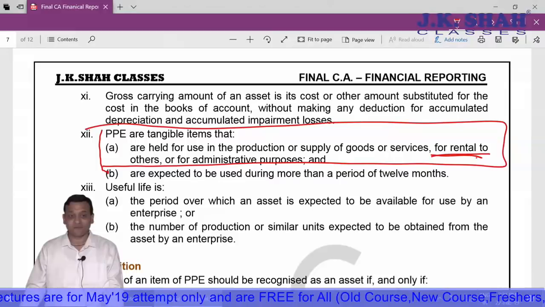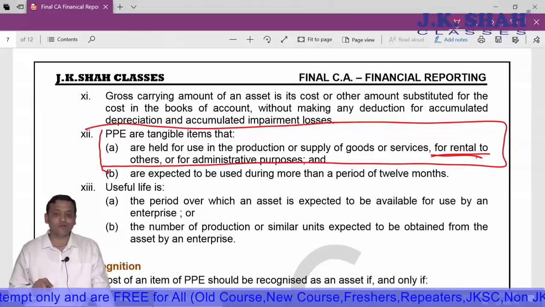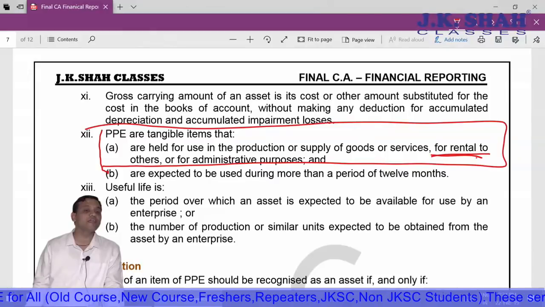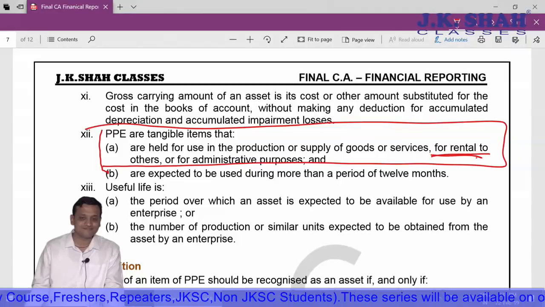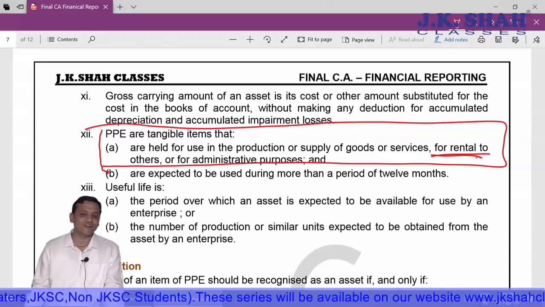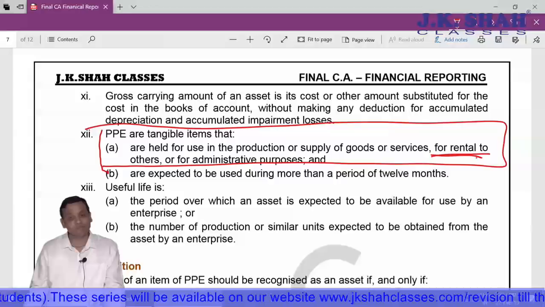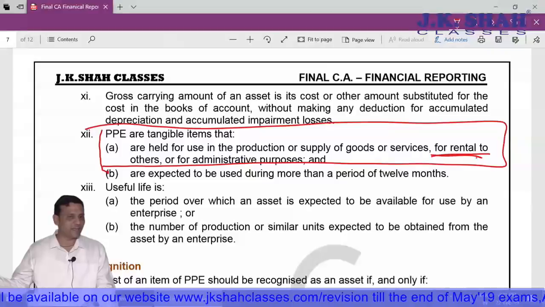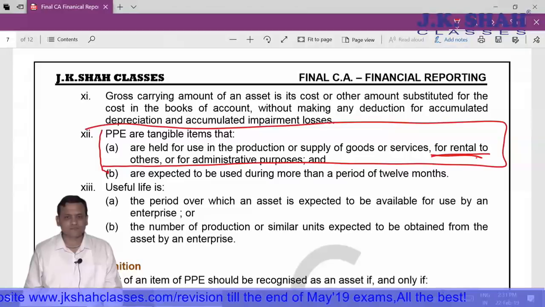What is the basic difference in this rental? Here I am giving on rental only land and building, or both. There, on rental, I can give any asset. I have 2000 vehicles. I give them to Uber people, Ola people. So I am giving motor cars on rental basis. Are you understanding it or not? I am giving machines on rental basis. Those diesel generator sets which we get at some parties and marriage functions, we have those DG sets on party plots. This I give on rental basis. So those items will be governed by IND AS 16.